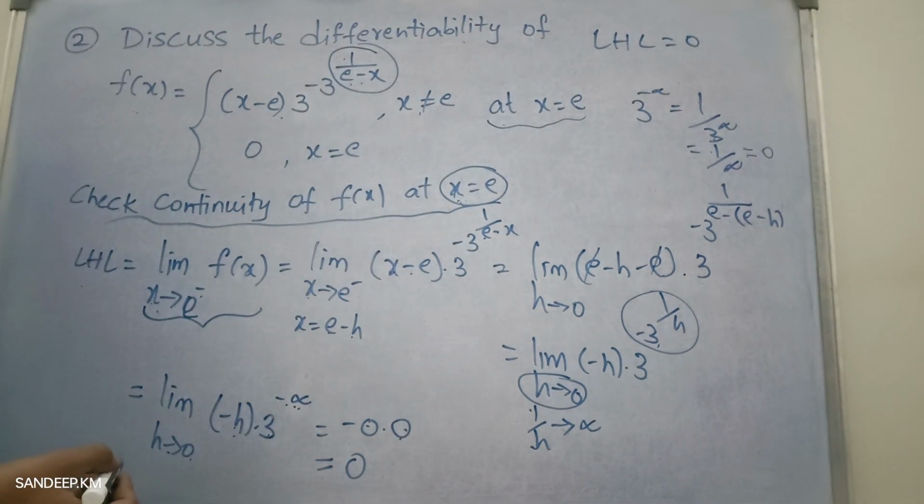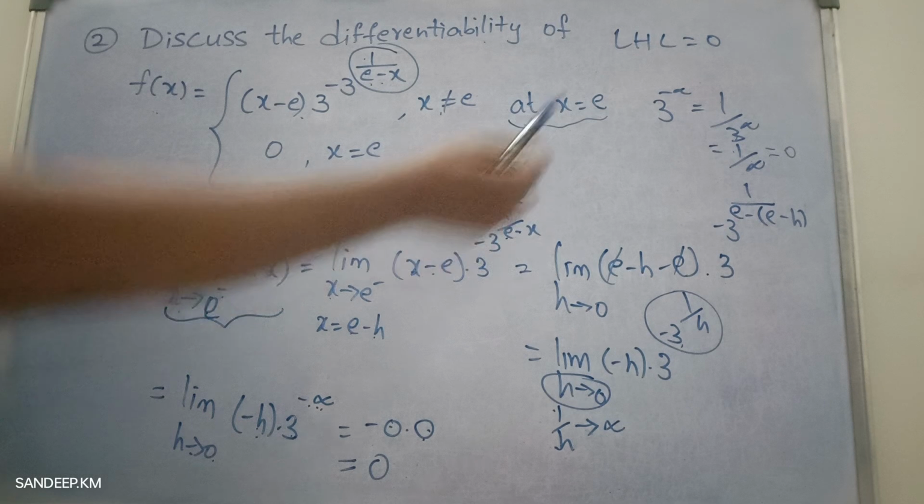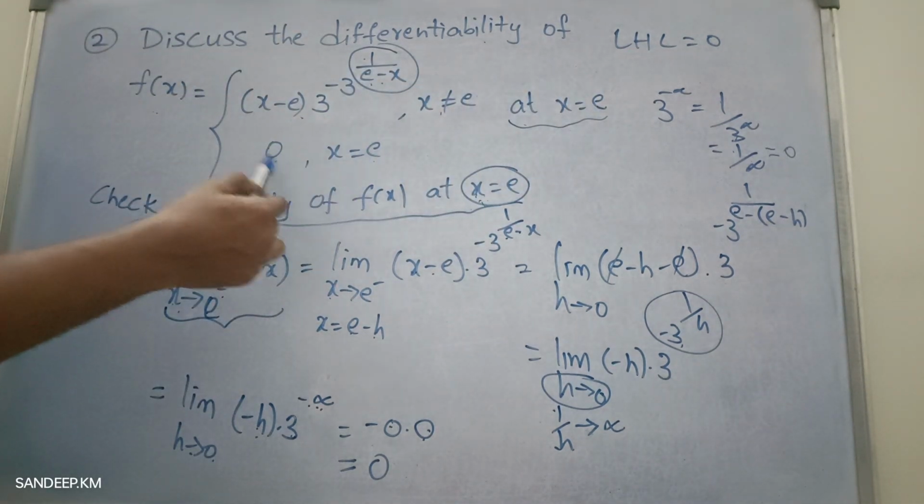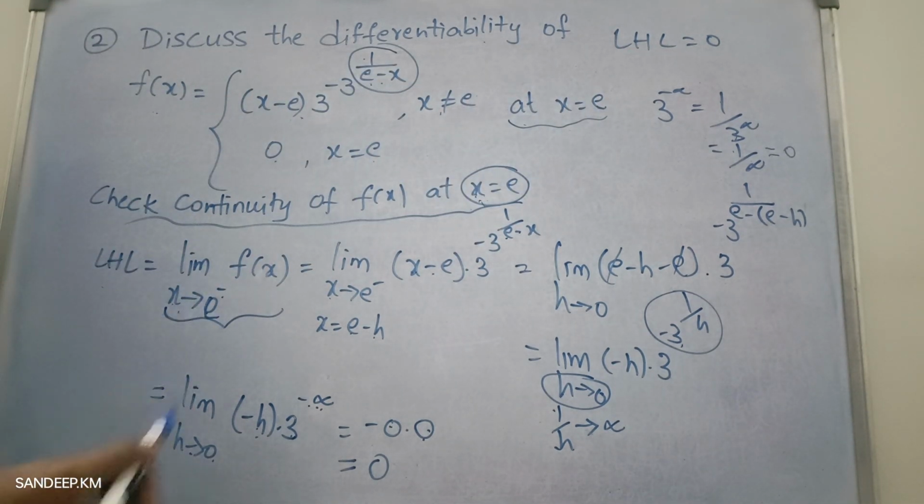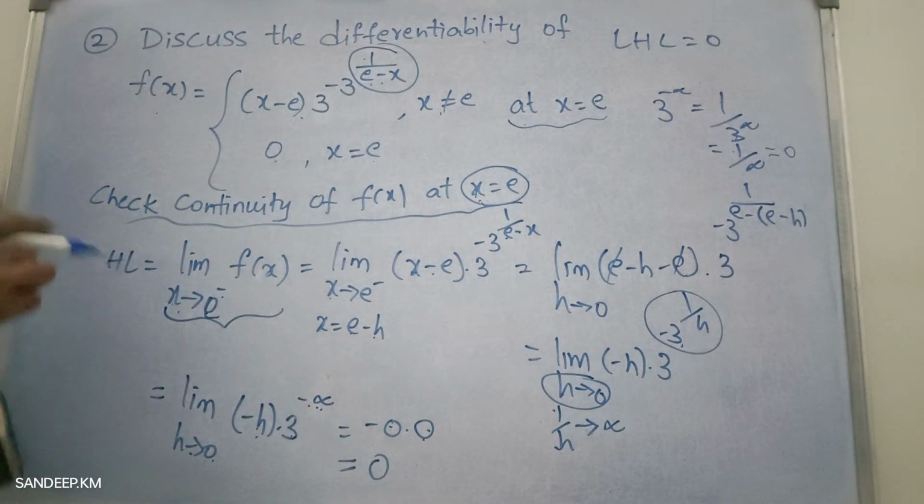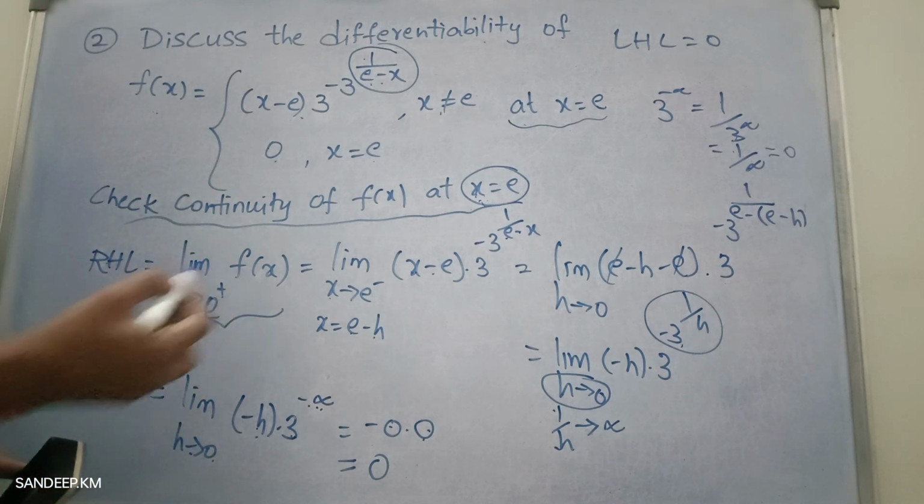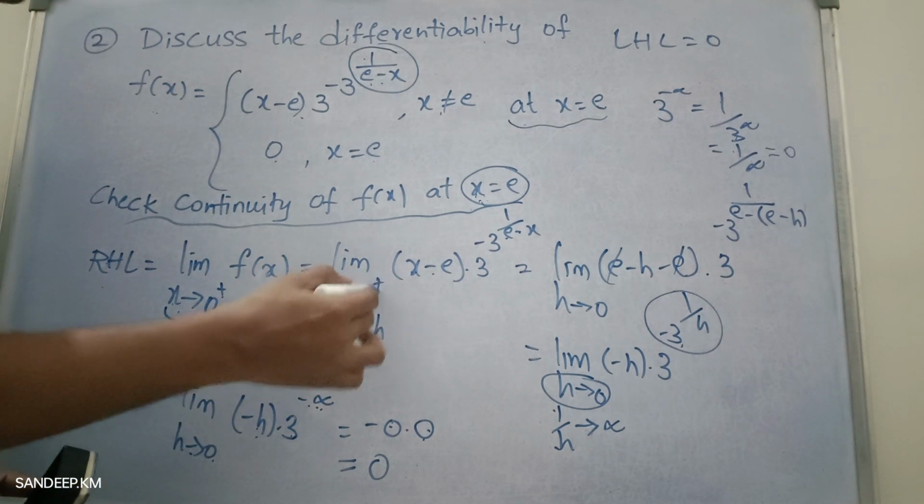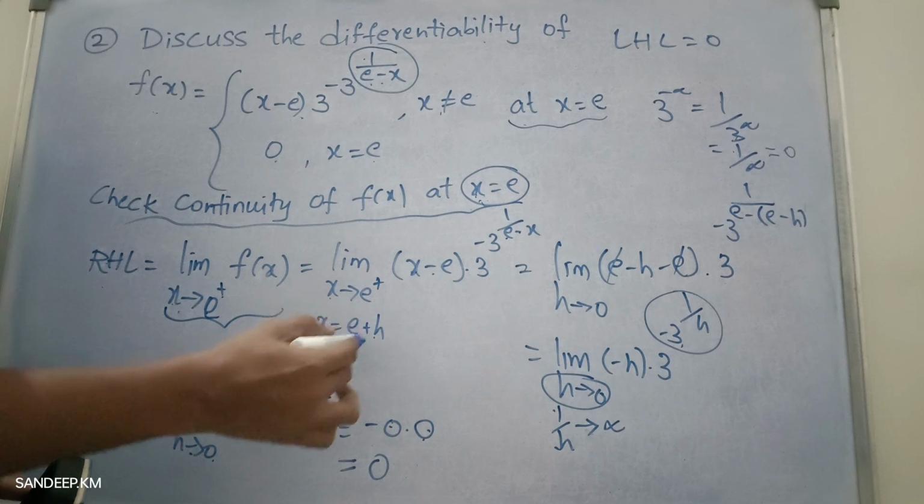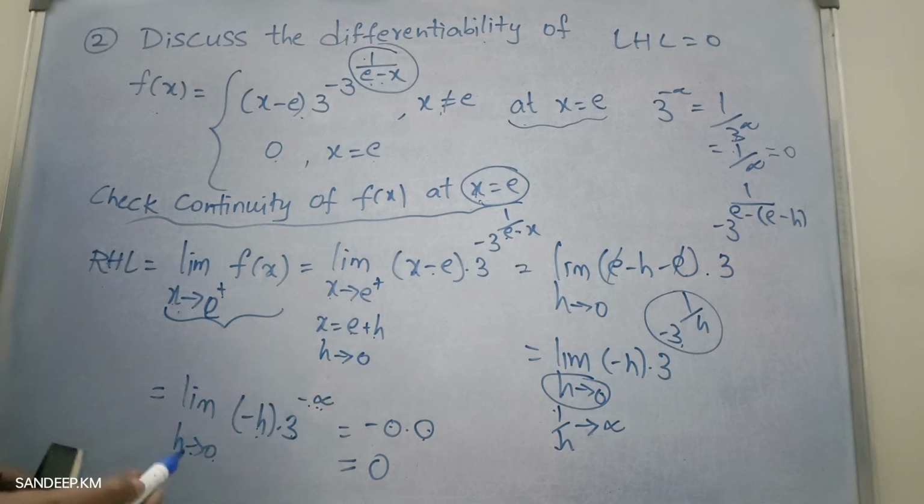Now let me find RHL also. Please observe one thing. LHL is 0. Value of the function is also 0. Let me find RHL in the same solution. I'll explain how to find RHL. So RHL is equal to x approaches e plus f of x. So x approaches e plus means x is equal to e plus h, where h is approaching 0.